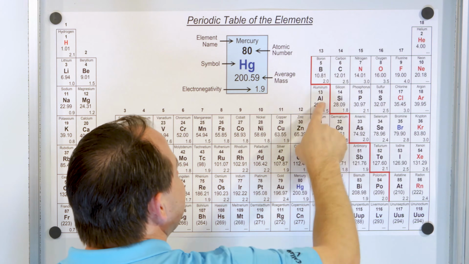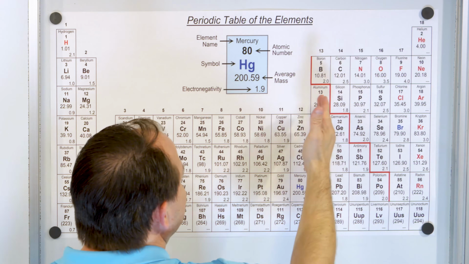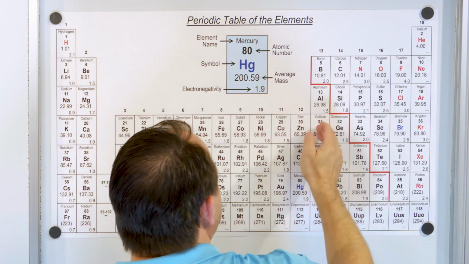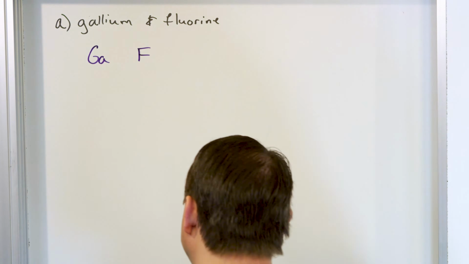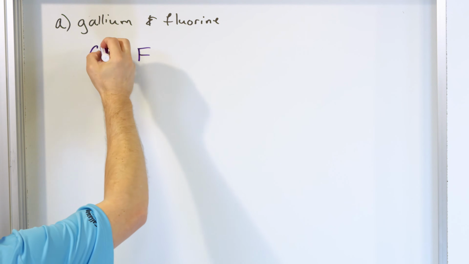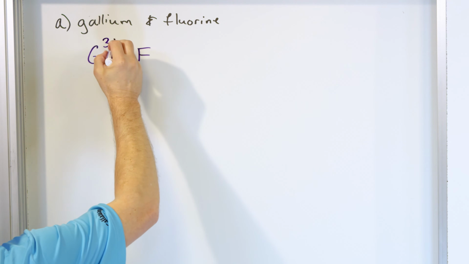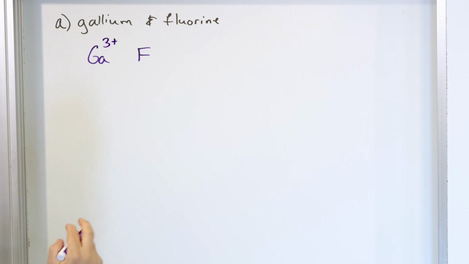So because it's here, just look at the column it's in. It's going to want to gain or lose the same number of electrons as this column. So gallium wants to lose 3 electrons, just like aluminum. So what you get is gallium wants to form an ion with a +3 charge because that's losing 3 electrons, and fluorine wants to gain an electron like this.